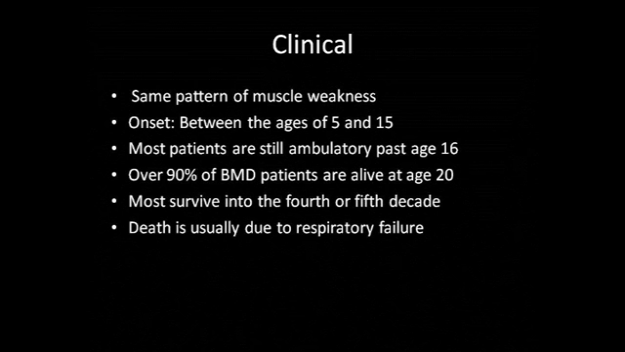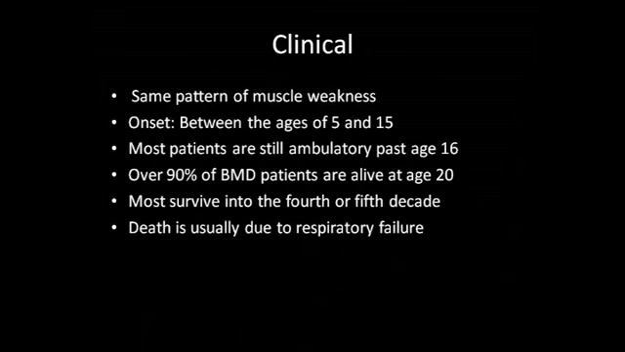These boys may not develop any symptoms until later, may not even be diagnosed until 10 to 15, or felt that there's something wrong, but frequently down to the age of 5, there will be some obvious motor abnormality. But contrast again with Duchenne's. Most patients die by the age of 20. With Becker's, 90% of patients are still alive at the age of 20, and most survive into the 4th and 5th decade. Same complication, though, death is usually due to respiratory failure.